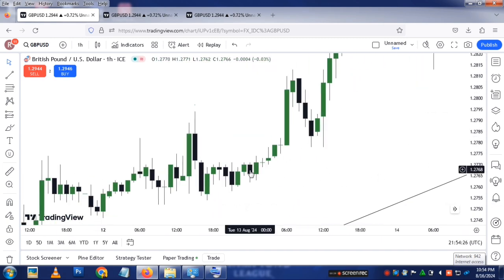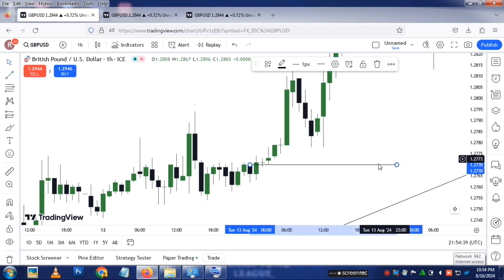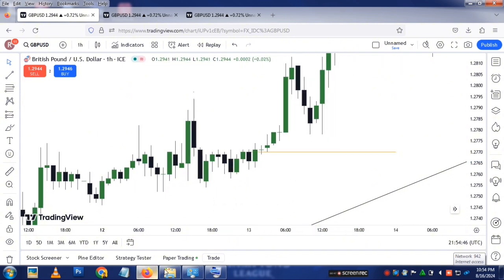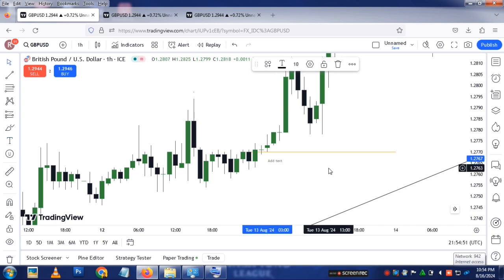From the open of the day, that is 12 o'clock, what you want to be looking for is a higher price. So you map out your open of the day up till the next day, which is 12 o'clock a.m. So you indicate it, and you want to add a notation just so you know.